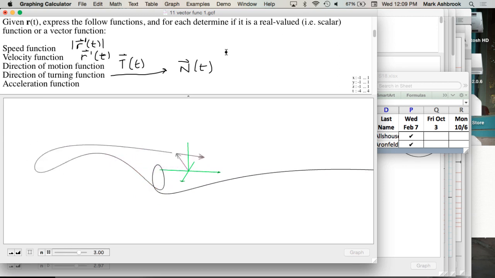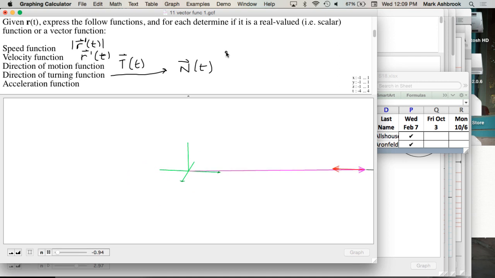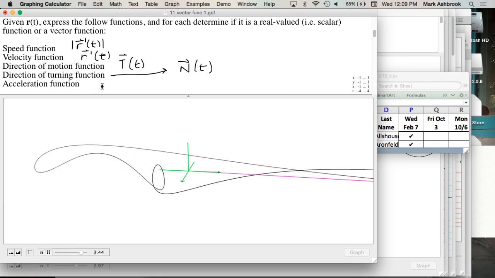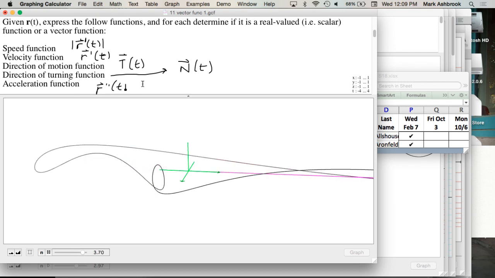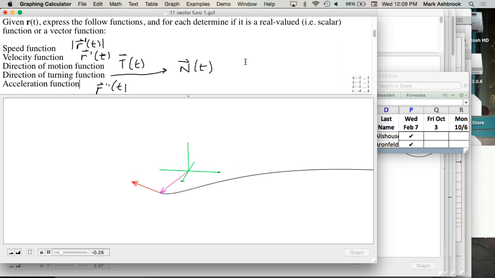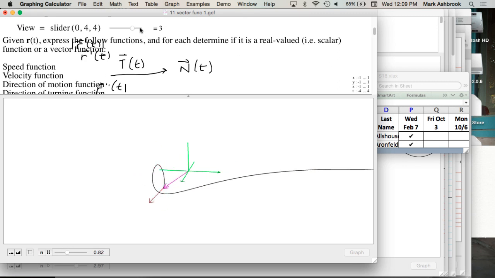Okay, and then what's the acceleration function? Your best guess. We haven't talked about it yet. Is it like magnitude of T prime over the magnitude of r prime? No. Yeah, go ahead. r double prime. Yeah, it's just r double prime. So the derivative of velocity is acceleration, and I'll show you that. So here is r double prime.